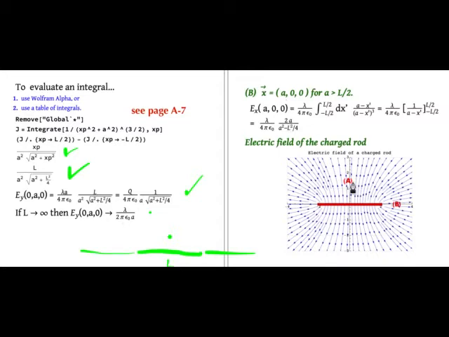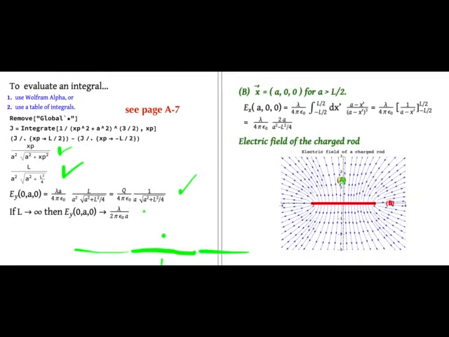Now that was part A. Part A was to determine the electric field at this point. Part B was to consider this point, a point on the axis of the rod at a distance a from the center of the rod. So in other words, x is (a, 0, 0). And we want to be not in contact with the rod, which would be a singular case, so a greater than L over 2.